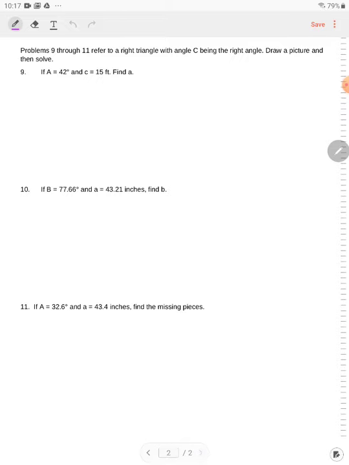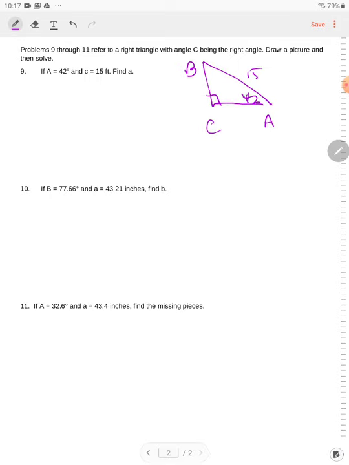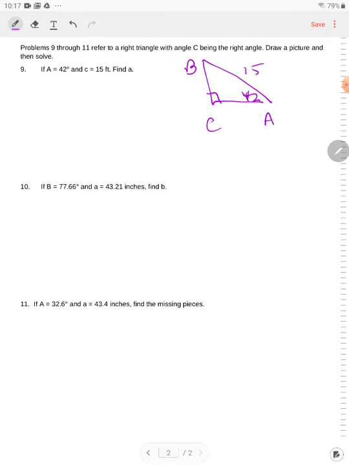Problems 9 through 11: we have a right triangle with C as the right angle. Draw a picture and solve it. Again, I would always draw a picture if none is given. So A is 42 degrees, C is 15. And notice this time we do have units, it's feet, so our answer will be in terms of feet. And we want to find A.